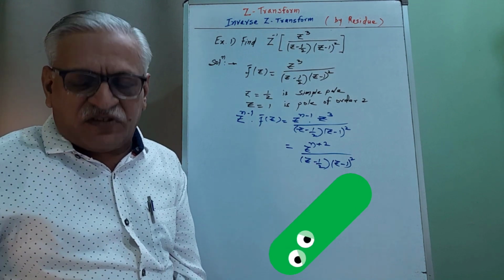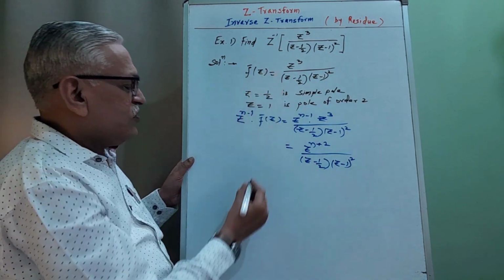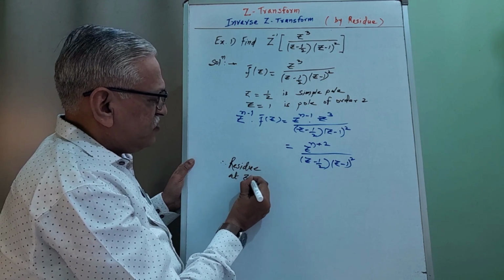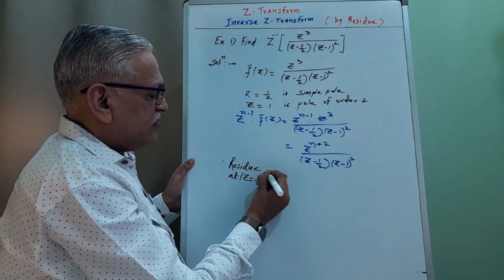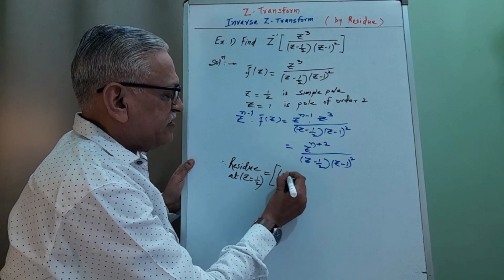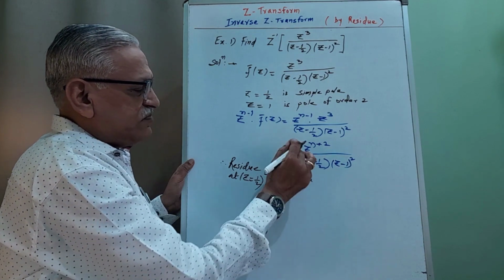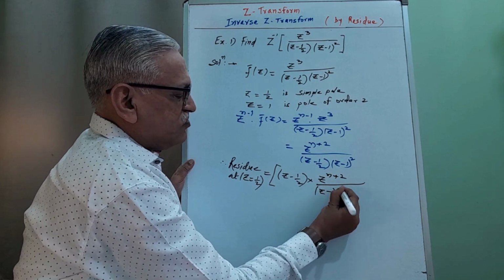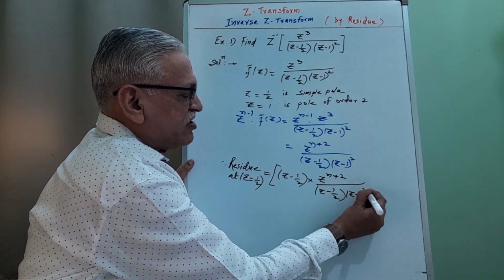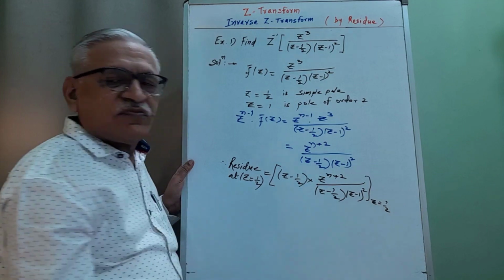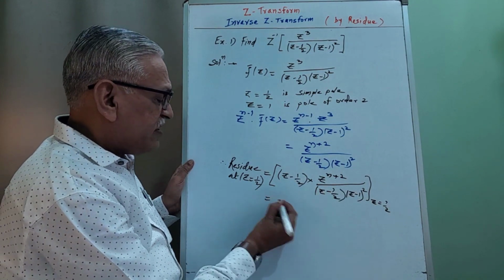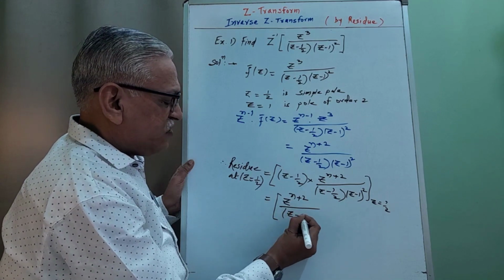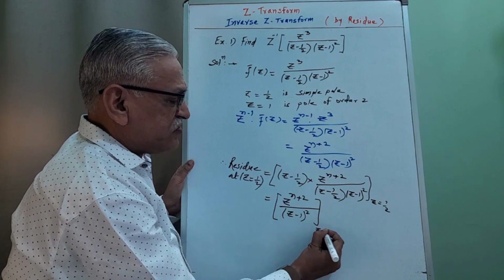Then we try to find the residue at the first pole, which is a simple pole. Residue at Z equals 1 by 2, simple pole, is, as per the formula, (Z minus a), that is (Z minus 1 by 2), into this term, Z raised to n plus 2 whole divided by (Z minus 1 by 2) and (Z minus 1) whole square, at Z equals 1 by 2. The Z minus 1 by 2 terms get cancelled, and the remaining terms are Z raised to n plus 2 whole divided by (Z minus 1) whole square, at Z equals 1 by 2.